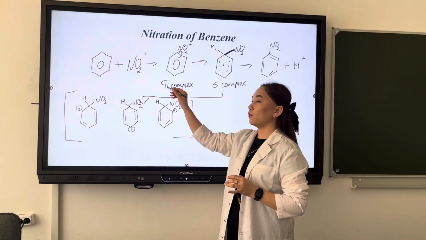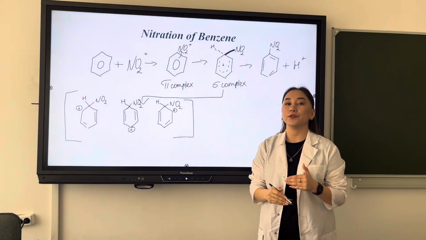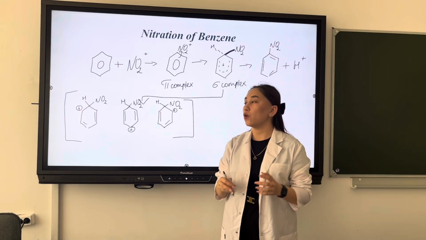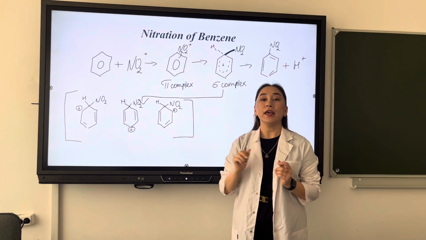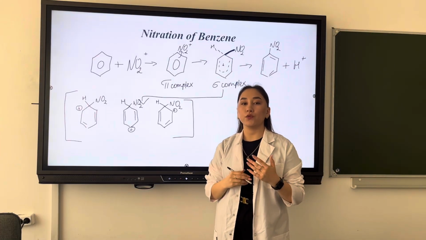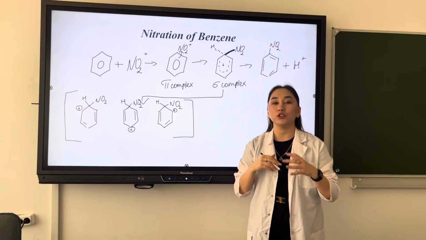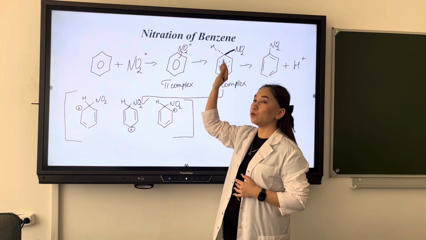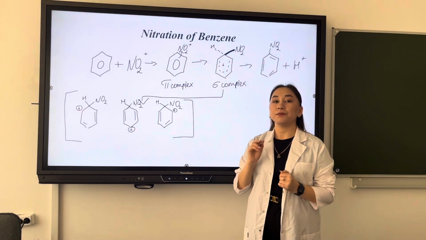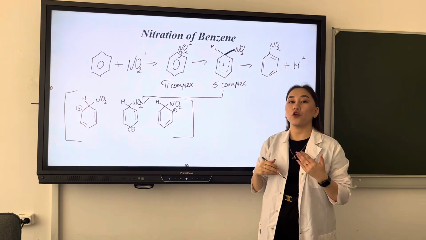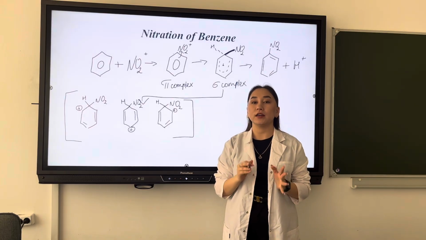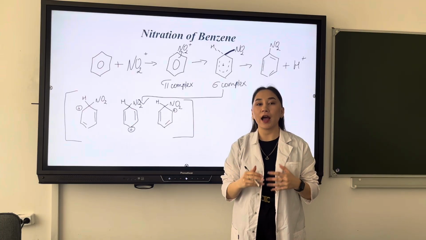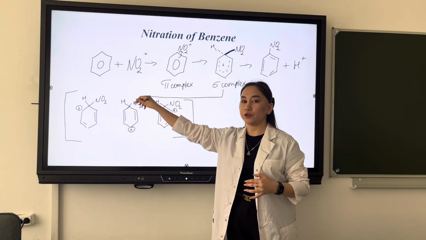In stage number 1 of the mechanism, the electrophile, the nitronium ion, is attracted to the high electron density of the pi system in benzene. A pair of electrons from the benzene ring is donated to the nitrogen atom in the nitronium ion and forms a new covalent bond. The electrophile attacks the pi electrons of the benzene ring, forming a carbocation known as the arenium ion, which is stabilized by resonance. This carbocation has 3 resonance structures.